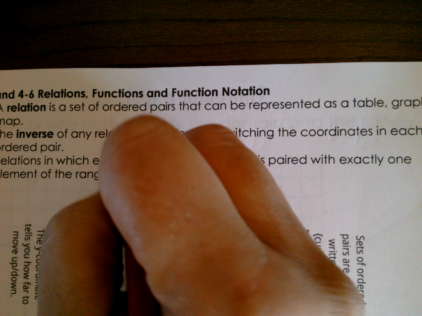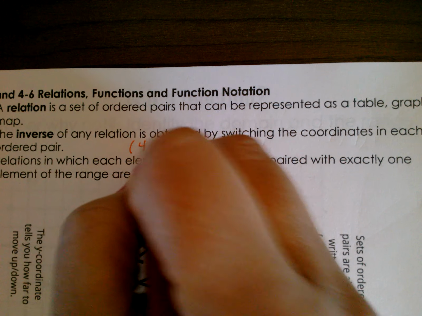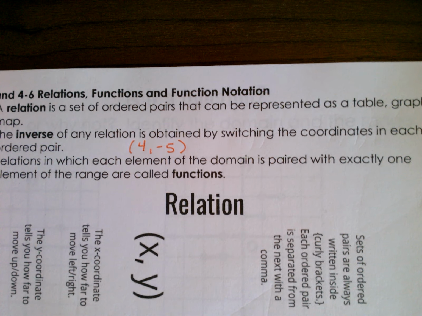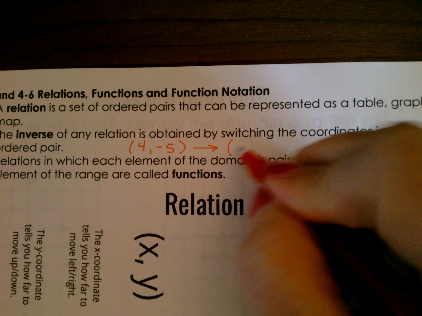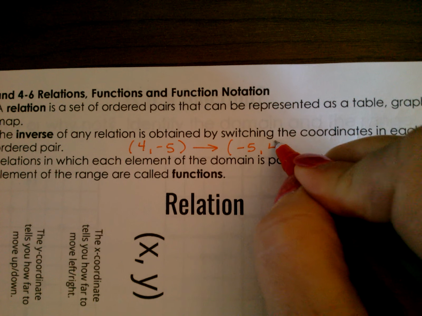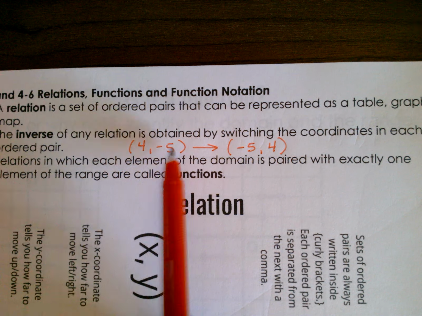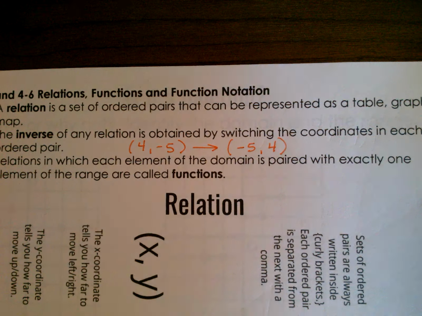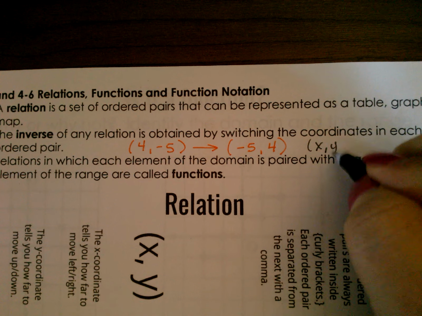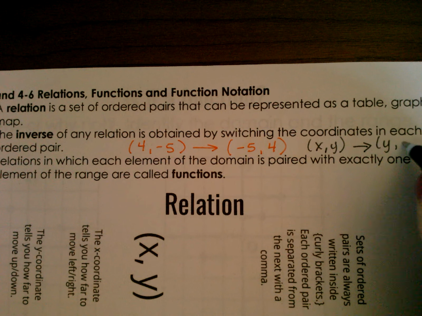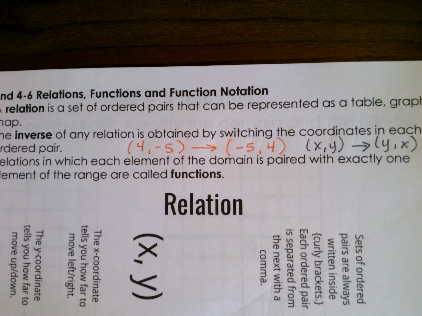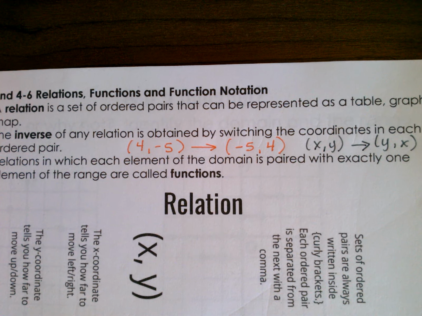So, for example, if I give you the point 4, -5, the inverse to that point would be -5, 4. All you're going to do is take the given ordered pair x, y, and write it in y, x form. Not opposite in terms of positive, negative, just switching your x's and y's.